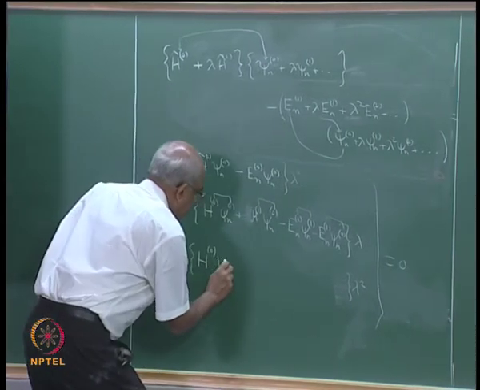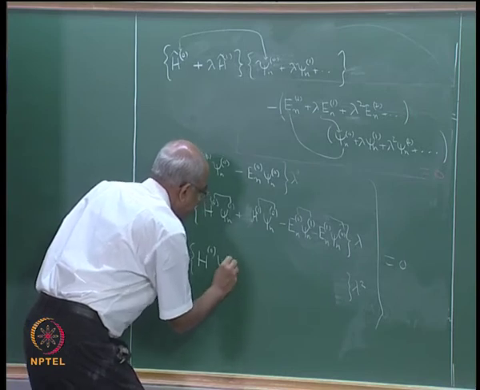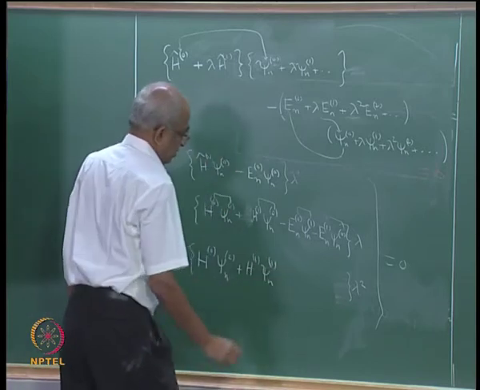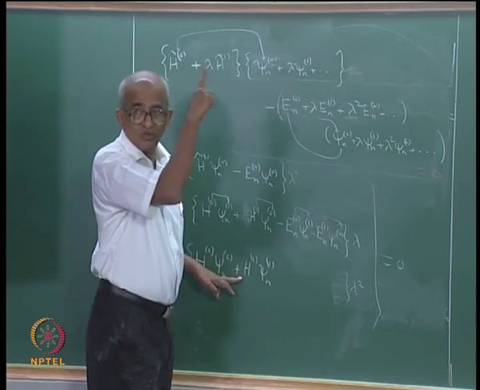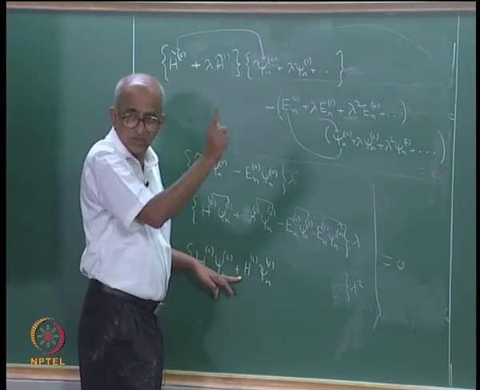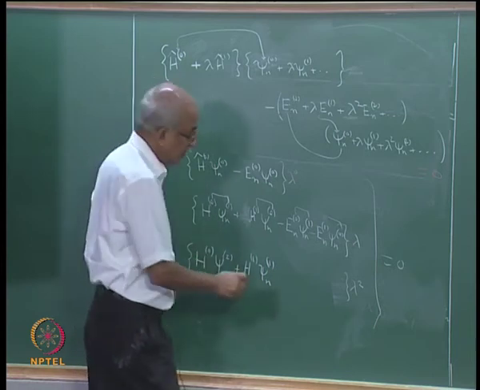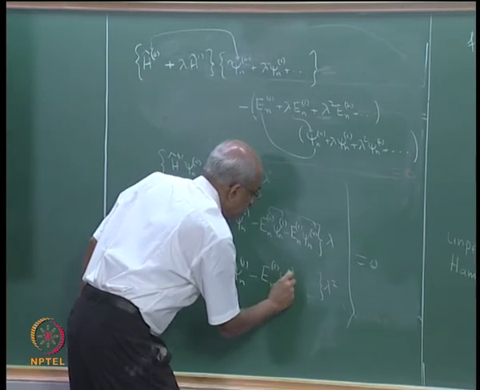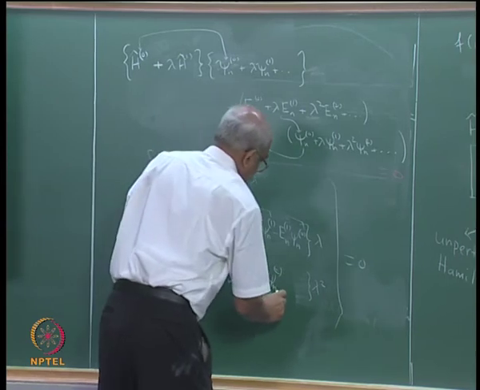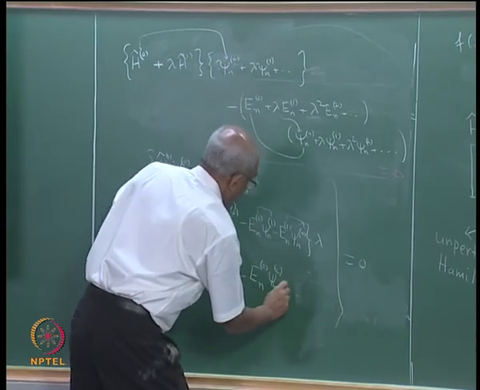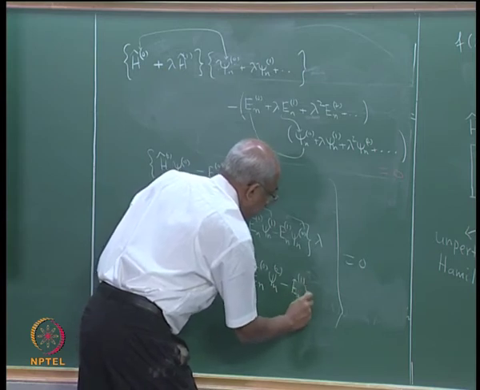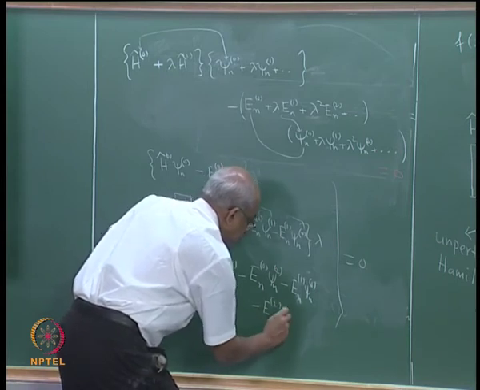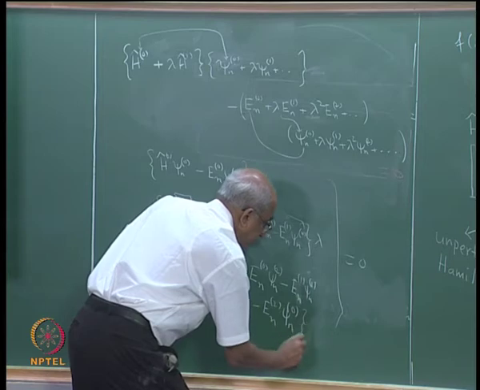So, H 0 psi n 2 plus H 1 psi n 1. There is no H 2, that you have to remember. H with the superscript 2 is not there, because this is the perturbation. Minus E n 0 psi n 2, minus E n 1 psi n 1, minus E n 2 psi n 0. This will be the coefficient of lambda square.